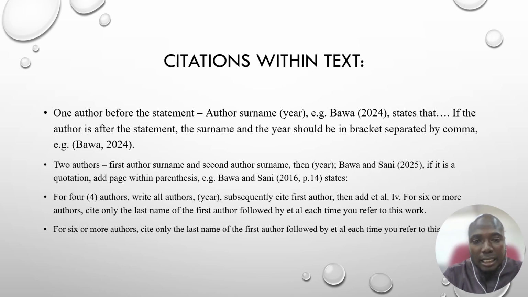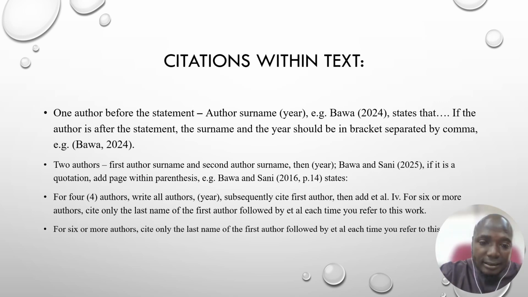So that is for the two authors. So if it's 7th edition, this is the difference. Here we'll put the page number, and then the month will be written here if it's 7th edition, but 6th edition doesn't require this. We'll just require the name and then only the year inside. So Bawa and Sani 2016, state that, then you now continue writing.